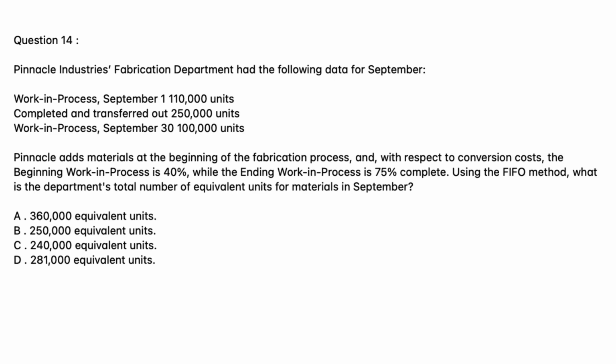Question 14. Pinnacle Industries Fabrication Department had the following data for September. Work in process, September 1st 110,000 units. Completed and transferred out 250,000 units. Work in process, September 30th 100,000 units. Pinnacle adds materials at the beginning of the fabrication process, and, with respect to conversion costs, the beginning work in process is 40%, while the ending work in process is 75% complete. Using the FIFO method, what is the department's total number of equivalent units for materials in September?